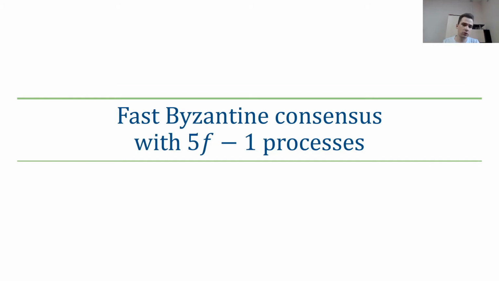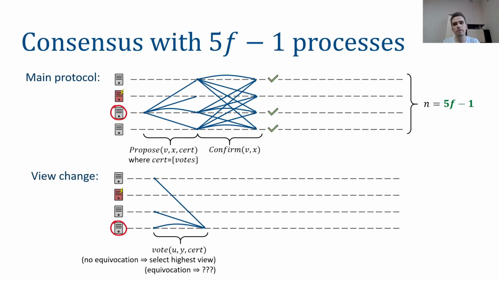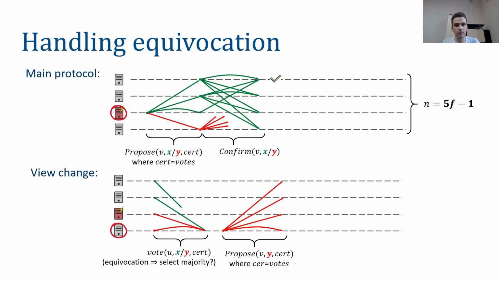But let us try to reduce the number of processes. We will keep the main protocol the same. The leader simply proposes a value deduced from the votes. If in the view change we don't see two different values with the same view number, then we can just select the value with the highest view number, as in the original Byzantine fault-tolerant algorithms. But what do we do if there are multiple such values?